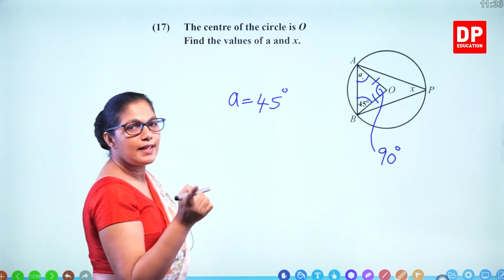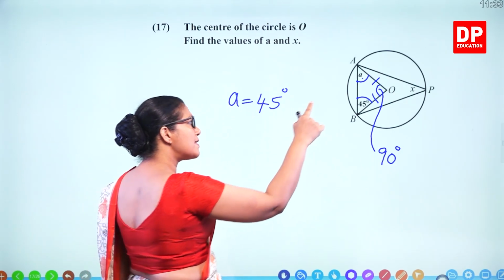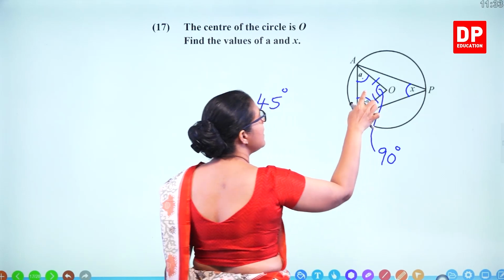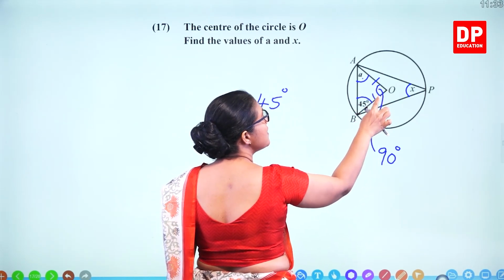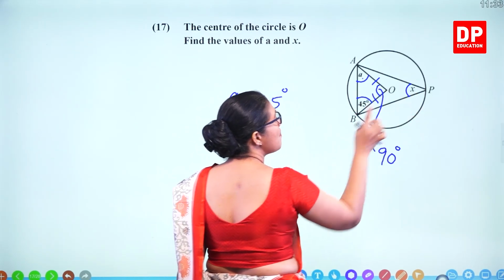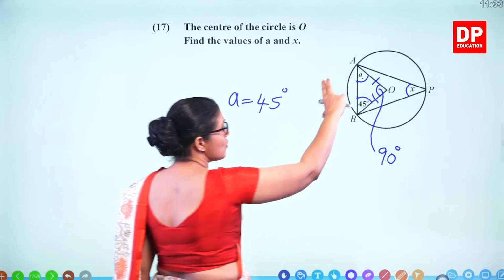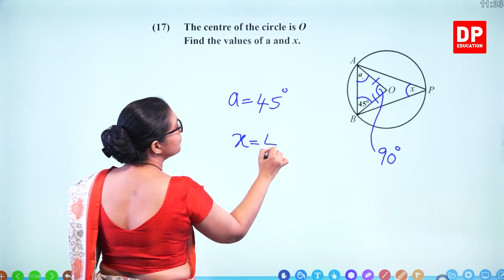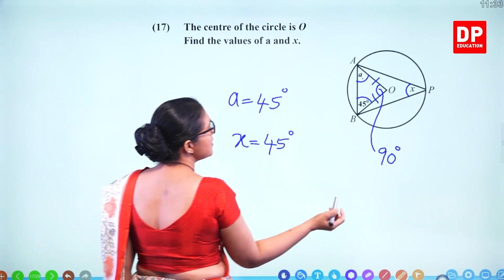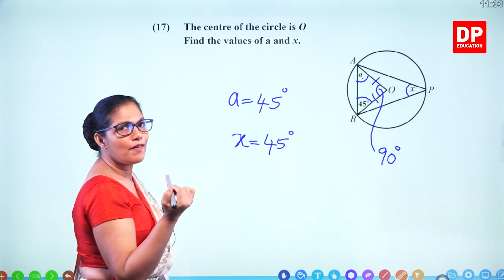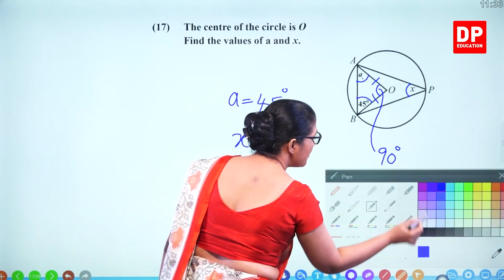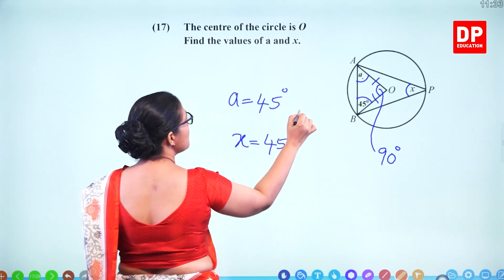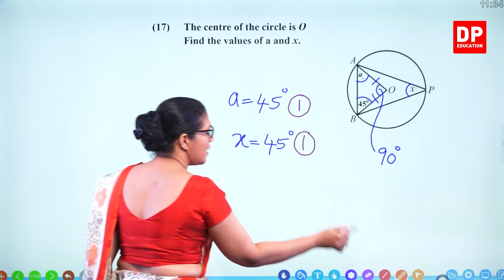180 minus 90. If this is 90, what is this angle? This is the angle subtended at the center. This is the angle subtended at the circumference. So that's half of it. So what is x? 90 divided by 2. That's 45. So that's not hard. If you know circle theorems, you can straight away write down the answer.